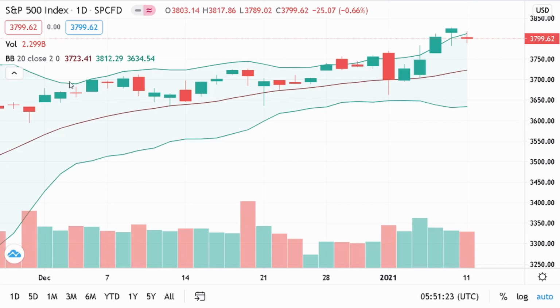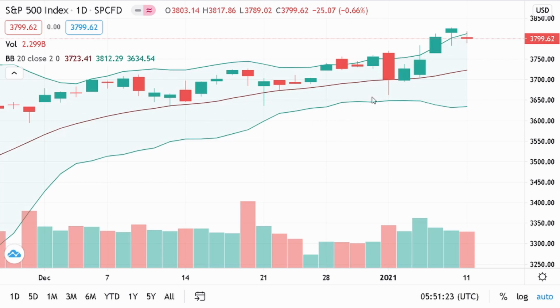So here's an example of the Bollinger Bands on the S&P 500. The line in the middle, this is the 20-day simple moving average. This here is the upper band or the resistance band, and here's the lower band, the support band.